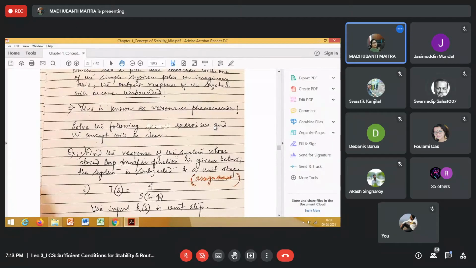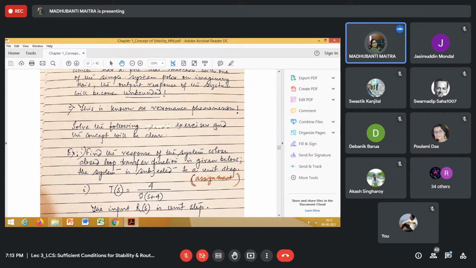Yes, ma'am. So what will happen to c(t) as t tends to infinity? c(t) will also tend towards infinity as t tends to infinity. That means finally the output of the system will become infinite, right? So the system will act like an unstable one. It's not a limitedly stable or marginally stable one. Now it has become an unstable one, right?